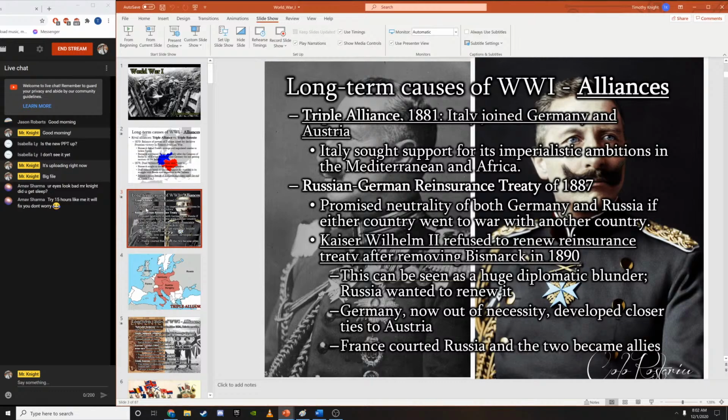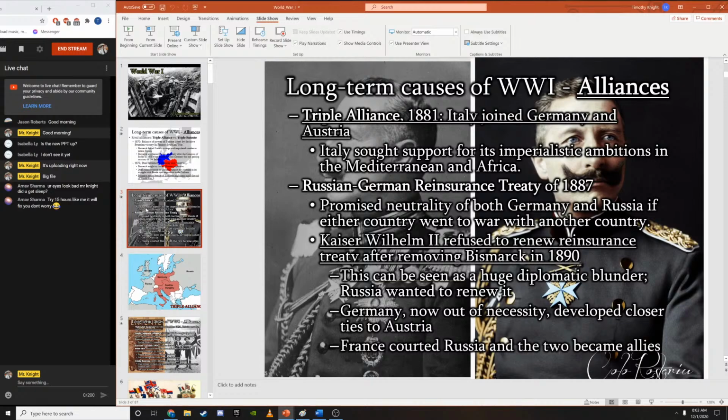So who was in the Triple Alliance? The Triple Alliance is a pre-war alliance. When the war actually starts, the alliances change, all right? But in the Triple Alliance leading up to the war, Italy joined Germany and Austria because Italy was looking for support for its imperialistic ambitions in the Mediterranean and in Africa. And remember that Italy had famously been defeated by Menelik II in Ethiopia. And Ethiopia retained its independence from Italy during the age of imperialism as a result of that.